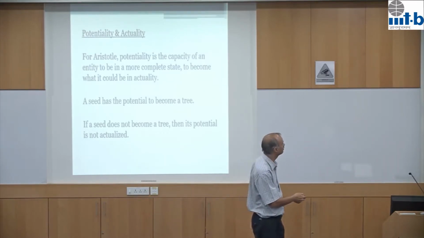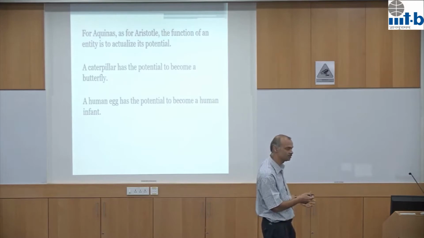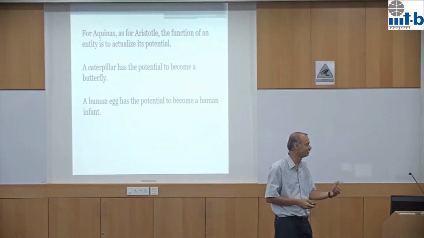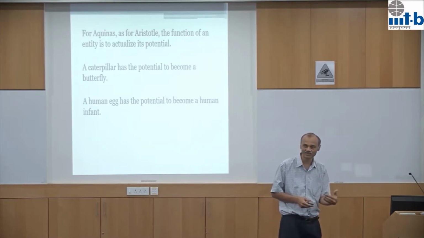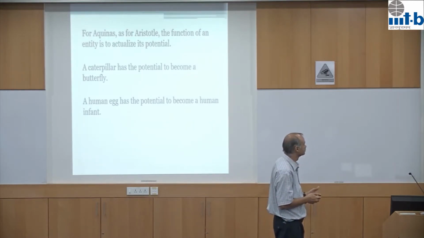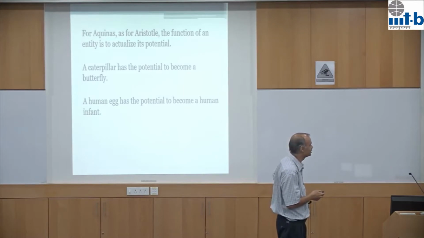For example, a caterpillar has the potential of becoming a butterfly. A human egg has the potential to become a human infant. Aquinas said the same thing.